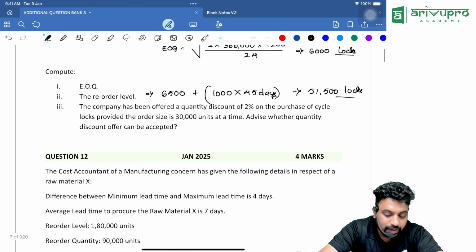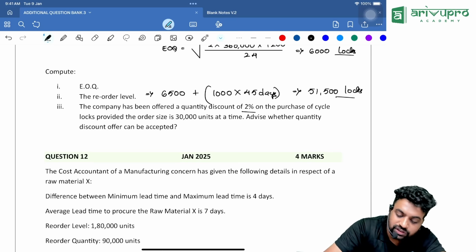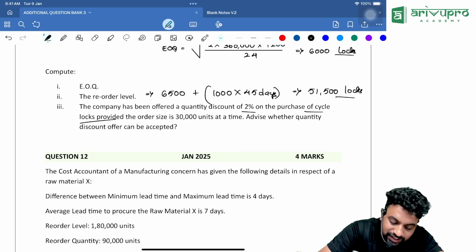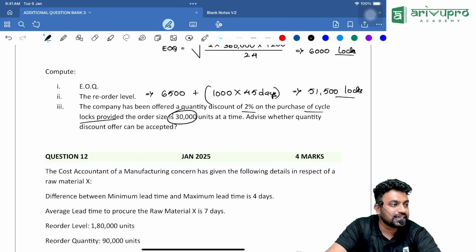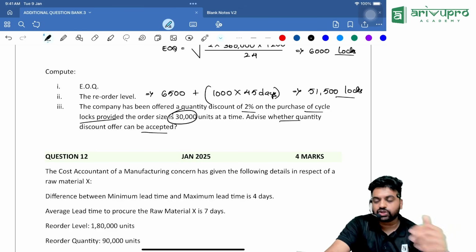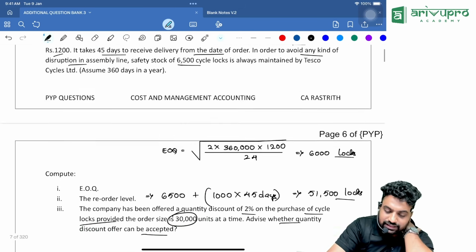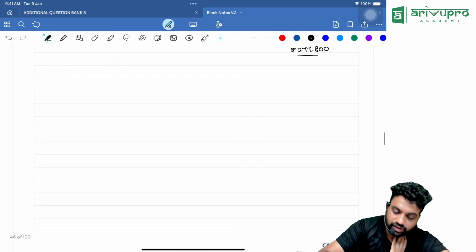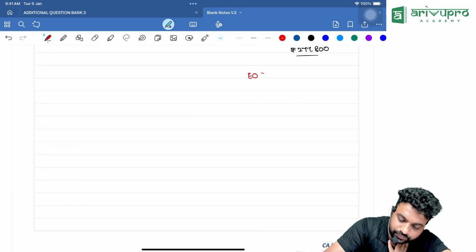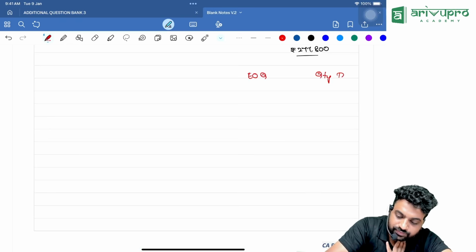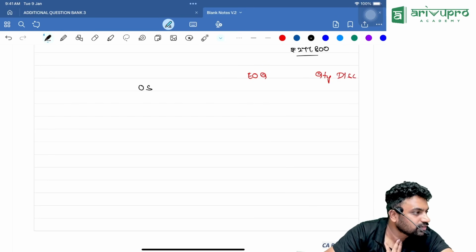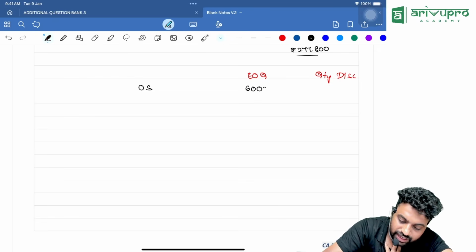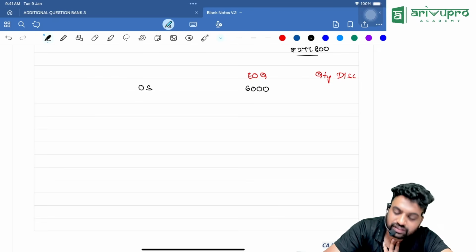Next, the company has been offered a quantity discount of 2% on the purchase of cycle locks, provided the order size is 30,000 units, which means you have to place just 12 orders. Advise whether the quantity discount is to be accepted or not. Guys, if you see EOQ and quantity discount, order size: under EOQ, we got order size as 6,000 locks. Under quantity discount, they are telling 30,000.